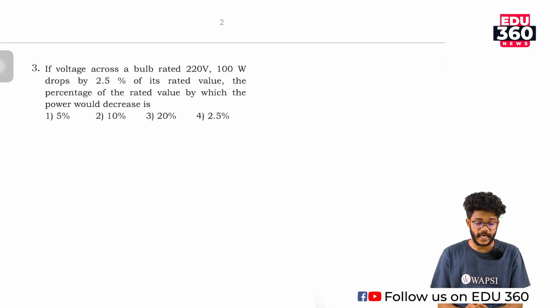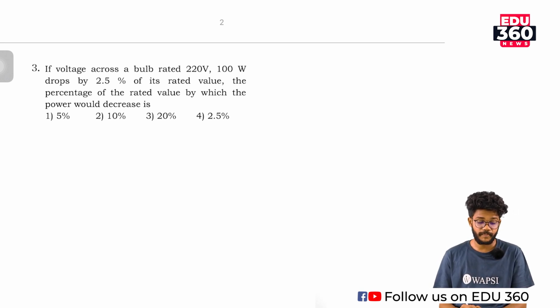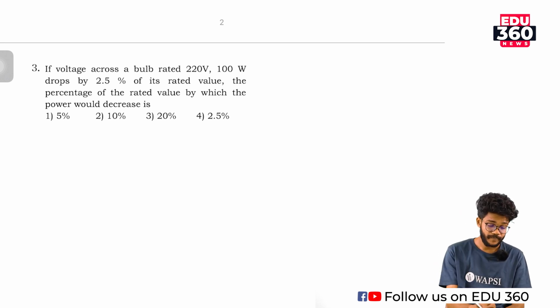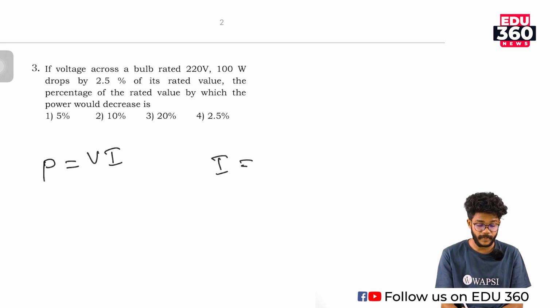If the voltage across a bulb rated 220 volt, 100 watt drops by 2.5 percent of its rated value, find the percentage of rated value by which the power would decrease. Okay, the voltage decreases by a value and we need to find how much percentage of decrease happens to the power. So we need an equation which connects power and voltage. P is equal to VI, and we can change I. What is I? I is equal to V by R.